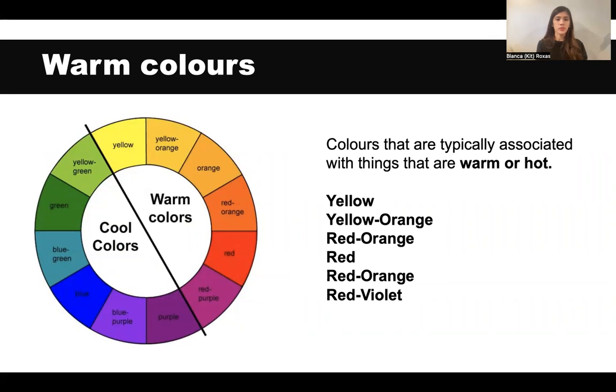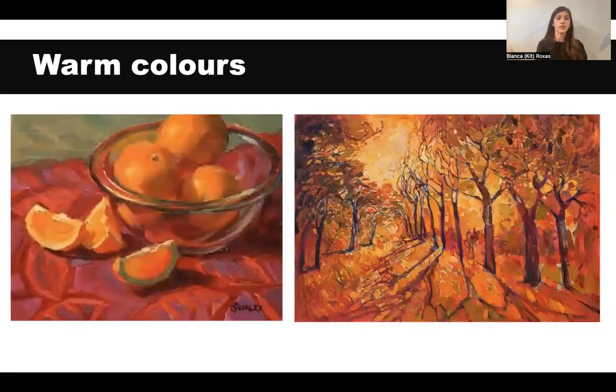Then the opposite of cool colors, we have the warm colors. So warm colors are colors that are typically associated with things that are warm or hot. So yellow, yellow-orange, orange, red-orange, red, and red-violet are considered as warm colors. So we have here direct examples of warm colors. On this one, we have yellow, yellow-orange, orange, and red-orange, and red. So this is a very good example of warm colors, warm color scheme. And then this one as well.